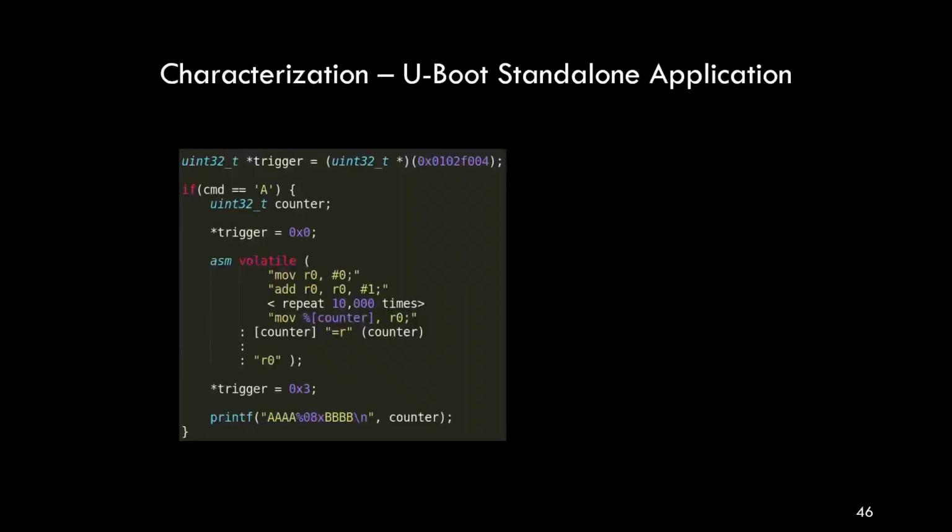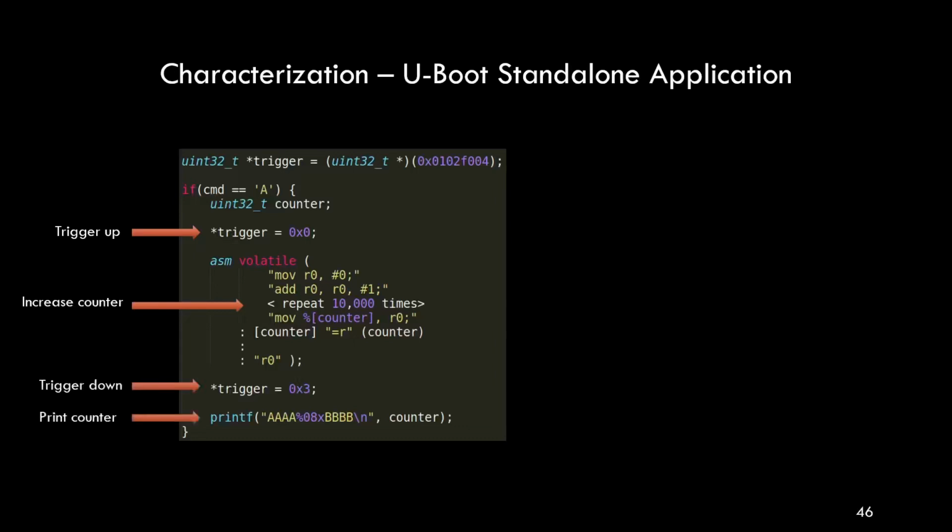So the characterization test program that we used is implemented as a U-boot standalone application, very similar to the software exploitation. And what it does is it first sets up a trigger. So this is basically a GPIO signal that is set high. Then after this signal is set, we increase a counter using a stream of add instructions. And once these add instructions are done, we set the trigger low and we print out the counter value.